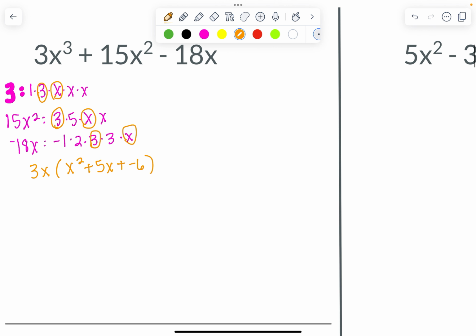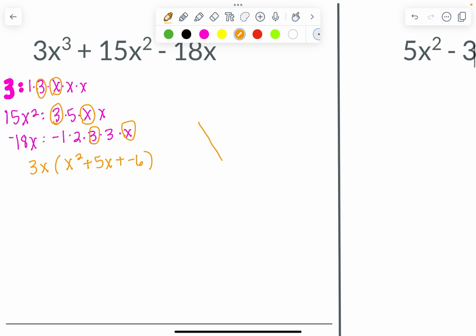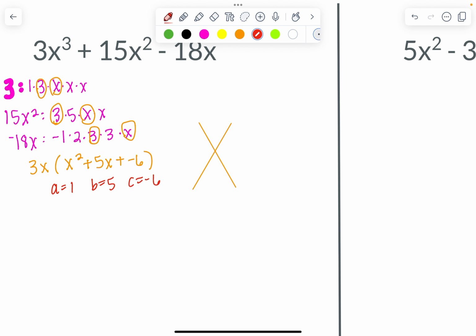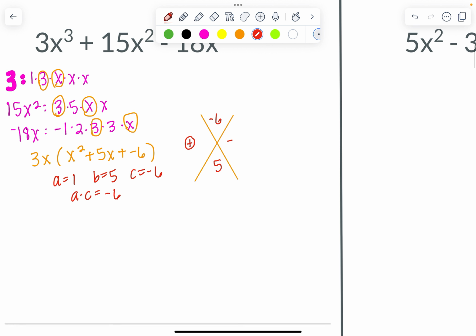And now when I look at the x squared plus 5x plus negative 6, I can use the same method that we used in our last section. A is 1, B is 5, C is negative 6. So A times C is negative 6. I know I need to multiply to a negative and add to a positive. So 1 positive, 1 negative, and the positive has to be bigger.